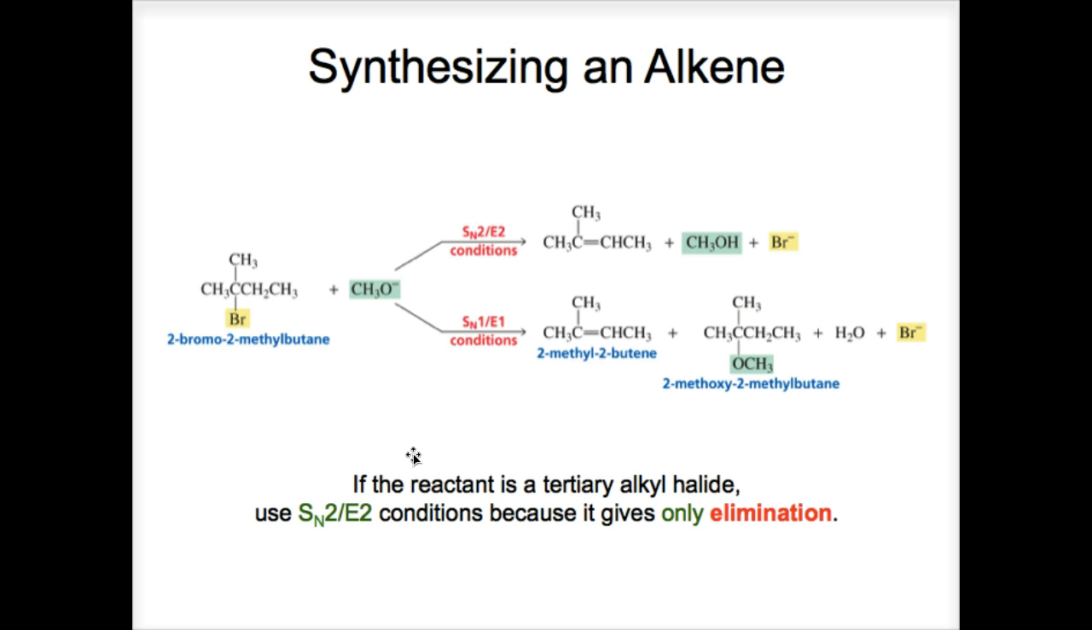To synthesize 2-methyl-2-butene from 2-bromo-2-methylbutane, use SN2/E2 conditions, which involves high concentration of methoxide anion and an aprotic polar solvent, because a tertiary alkyl halide forms only the elimination product under those conditions. If it's SN1/E1 conditions, that is a low concentration of methoxide anion and a protic polar solvent, both elimination and substitution products would be obtained.